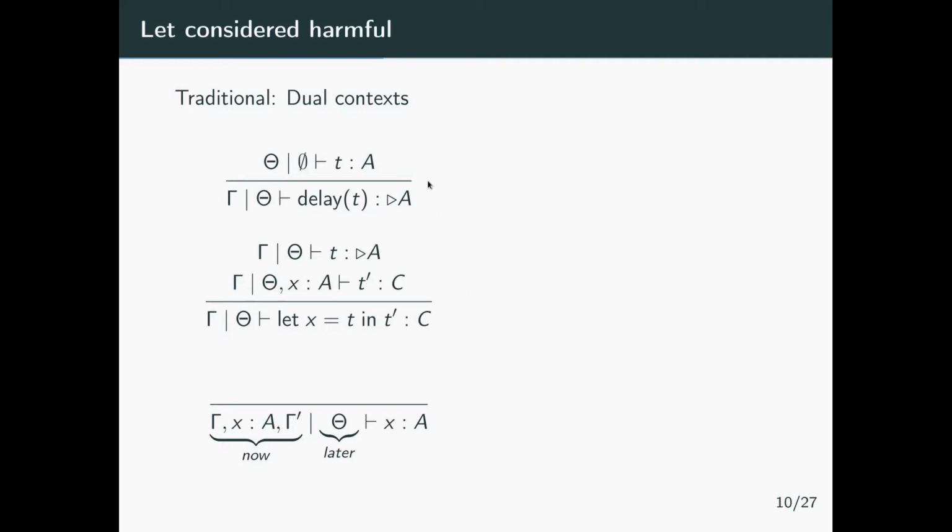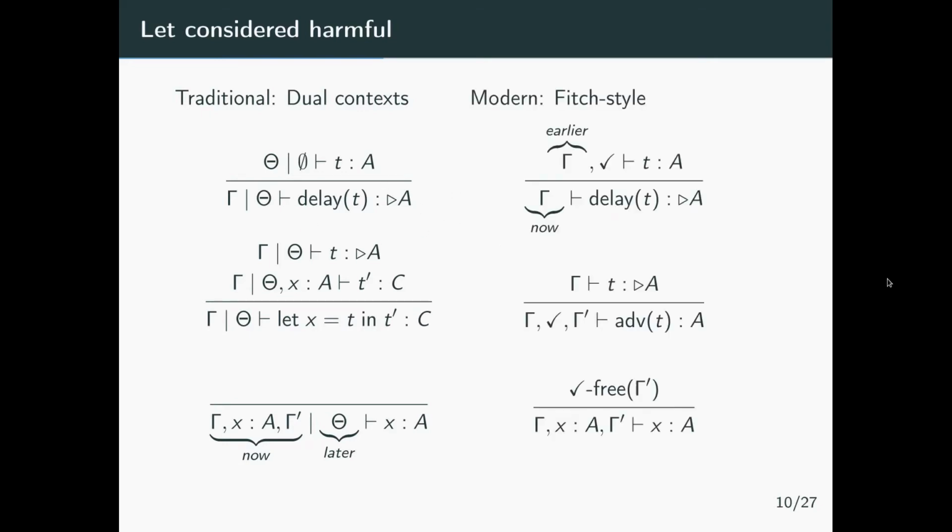And how do you create something of a delayed type? Well, to create a t of type later A, you throw away all your now variables, you think of your later variables as being now variables, and you have no further later variables, right? So you only think about one time step at a time. So there's nothing in the later setting, right? Then using only your later variables as now variables, if you can type t as A, then delay t has type later A.